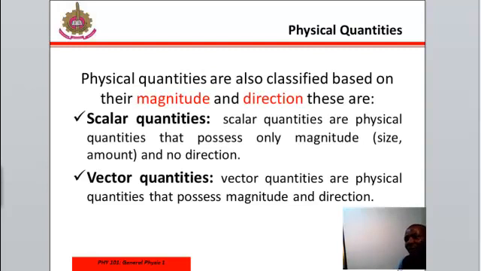Physical quantities are also classified based on their magnitude and direction. These are scalar quantities. Scalar quantities are physical quantities that possess only magnitude, we mean size or amount, and no direction. Vector quantities are physical quantities that possess magnitude and direction.